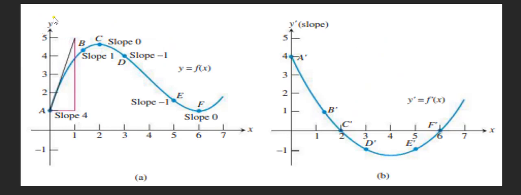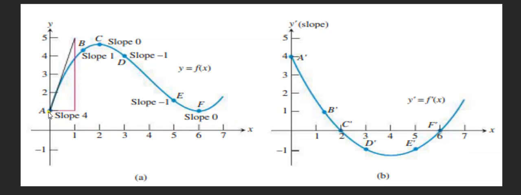On the left, we have y, which is the same thing as f of x. On the right, we have y prime, which is the same thing as f prime. So y prime is the graph of the derivative of y. So just think of this as f of x, and think of this as f prime of x. And let's take a look at the relationship between the two.